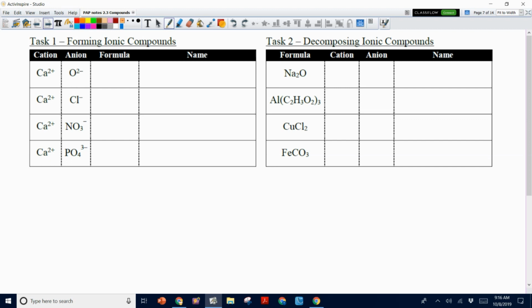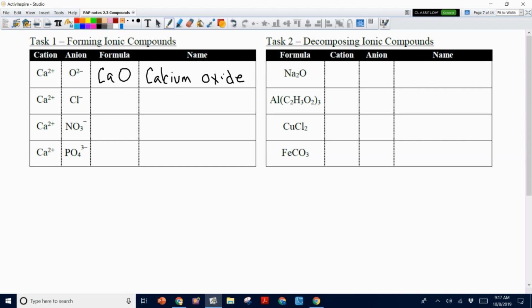All right, so we have +2, -2. So those charges cancel, so we don't have to do anything except smash them together. So the correct formula would be CaO. So if the charges cancel, you don't have to swap and drop, anything like that. All right, so what's the name of this? Always calcium. And then oxygen, we change the ending to "ide", so it's oxide. So this is calcium oxide.